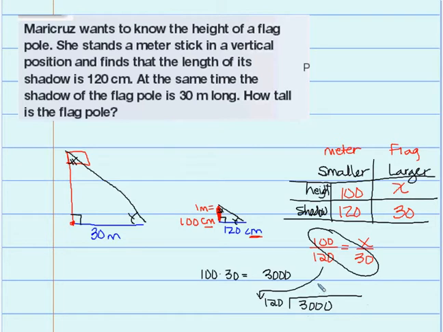Let's see, 240, 600, let's see, 5, 0, carry the 1, 6. Okay, so we're good there. So it's 25, and make sure you label it. This should be meters. So the actual height of your flagpole is 25 meters tall.